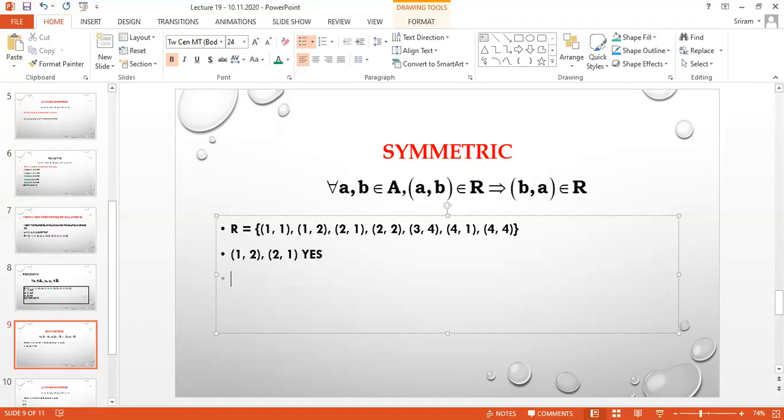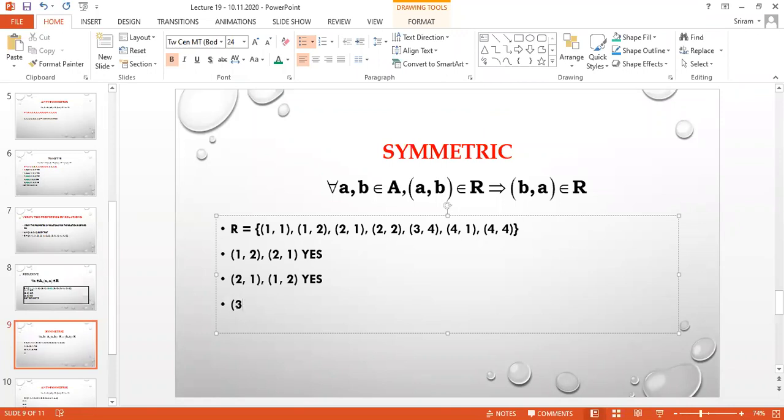I am going to check the next one. When I take 2, 1, I have to check the opposite pair. When I take 2, 1, the opposite pair 1, 2 exists. Next, I am having 2, 2, no need to check because this is a repeated pair.